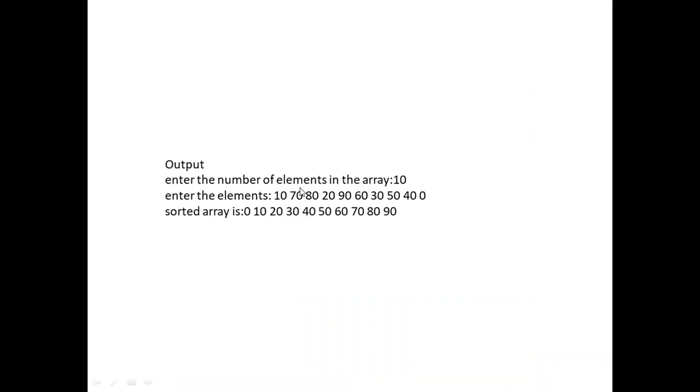That is, enter the number of elements in the array. We have to enter some elements like this. We are giving some elements which are not in the right order. And the sorted array, while we use this bubble sort algorithm, the computer will give the output in this arranged order, that means the ascending order.